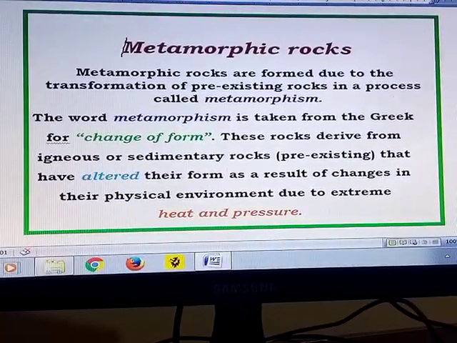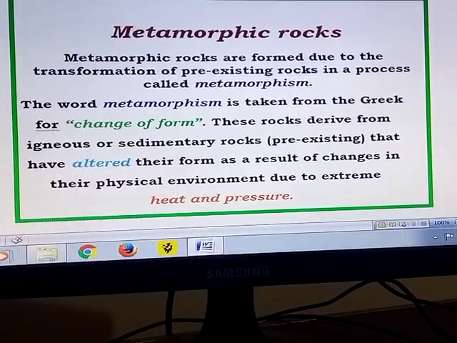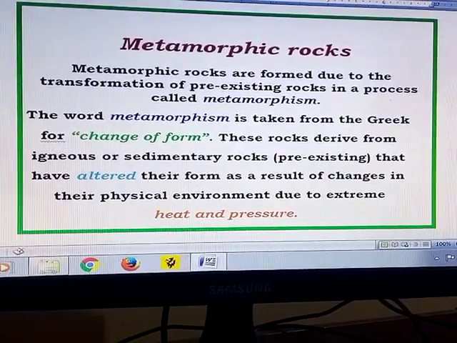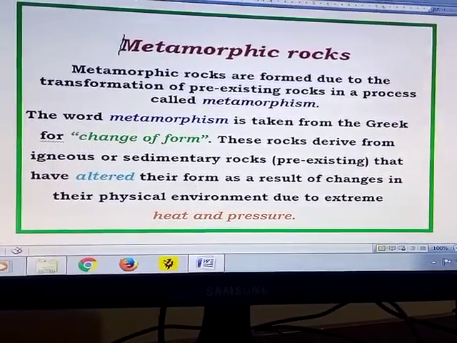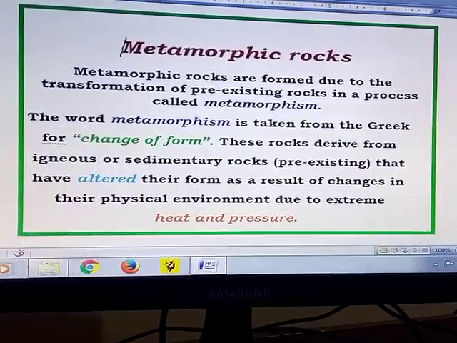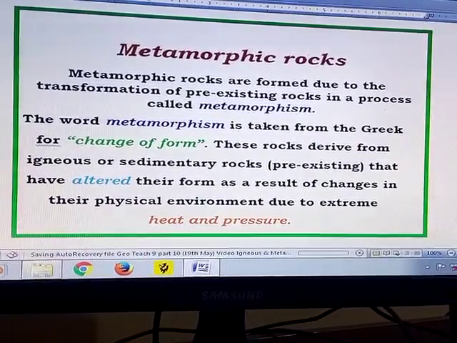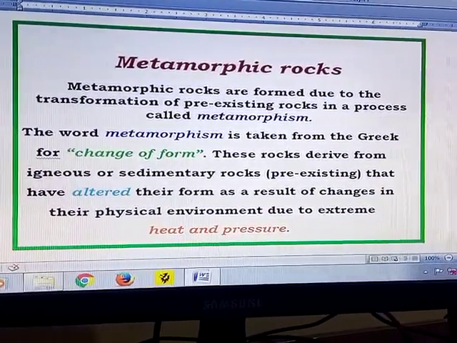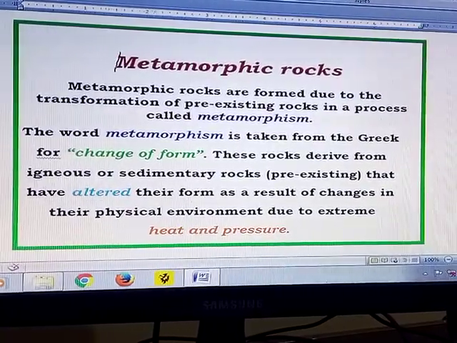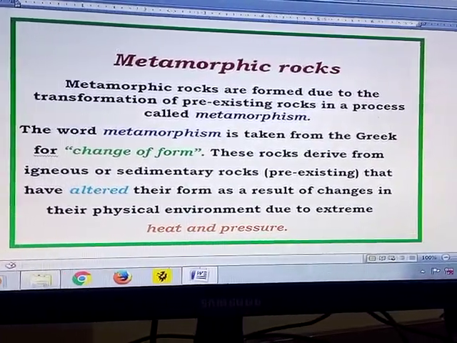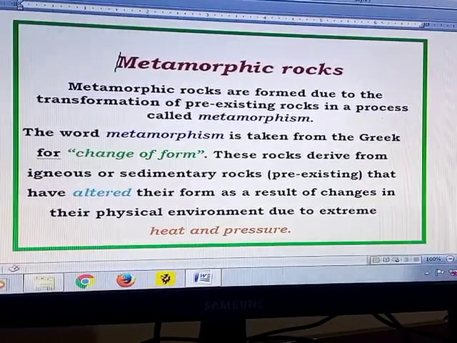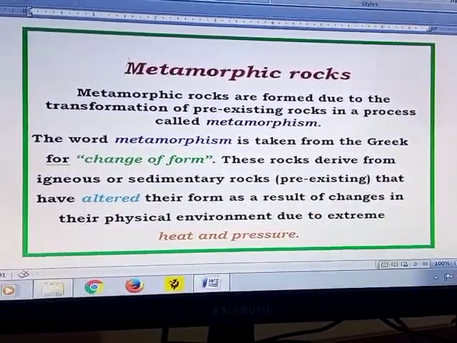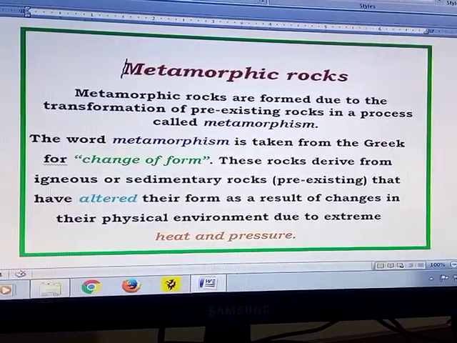Now we shall talk about the metamorphic rocks. So we said about the sedimentary rocks, we said about the igneous rocks. Now we talk about the metamorphic rocks. Metamorphic rocks are formed due to the transformation of pre-existing rocks in the process called metamorphism. Pre-existing rocks. That means metamorphic rock is not a new rock. It means there was some rock and that same rock got changed, transformed in the process called metamorphism.